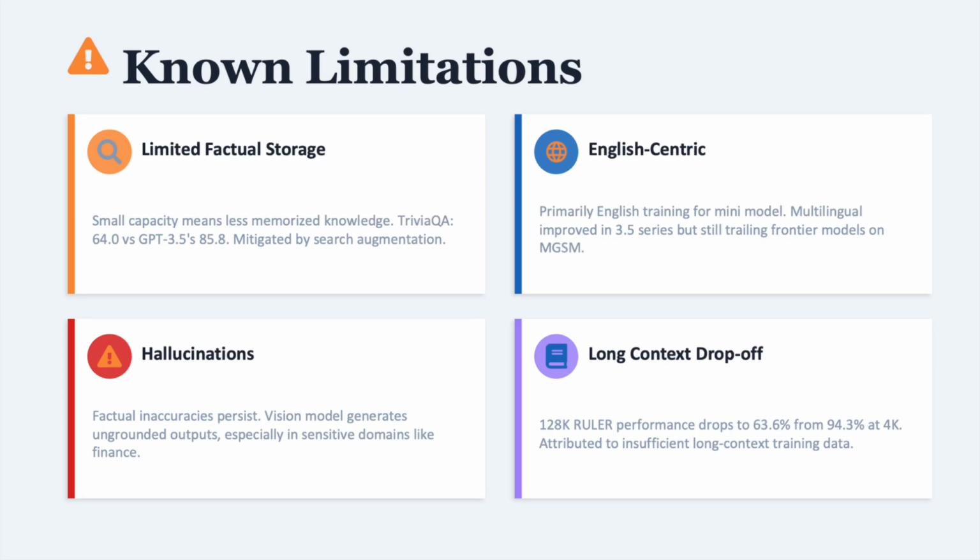Another limitation is language coverage. The mini model is still mainly English, and even the 3.5 series remains behind frontier models on multilingual tasks. Hallucinations also remain an issue, especially for the vision model in sensitive areas like finance. Finally, long context performance still declines as the input gets longer, which the authors identify as an important area for future work.